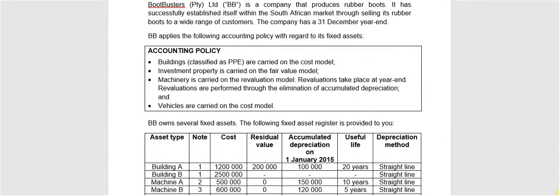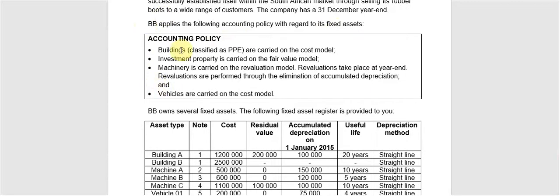Then it says they have an accounting policy. Buildings classified as PPE is carried on the cost model. Investment property is carried on the fair value model. Machinery is carried under the revaluation model. And revaluations take place at year end. Revaluations are performed by eliminating the accumulated depreciation, which means we use the net replacement value. And then vehicles are carried on the cost model.